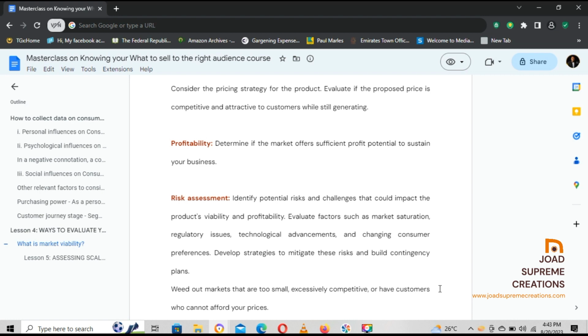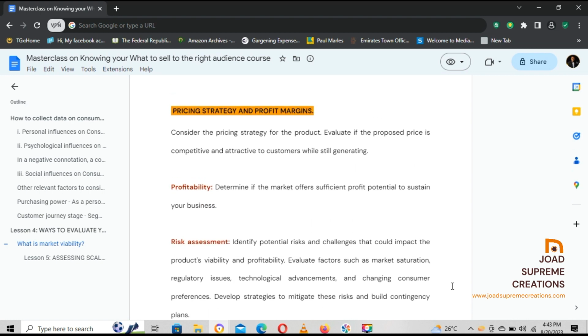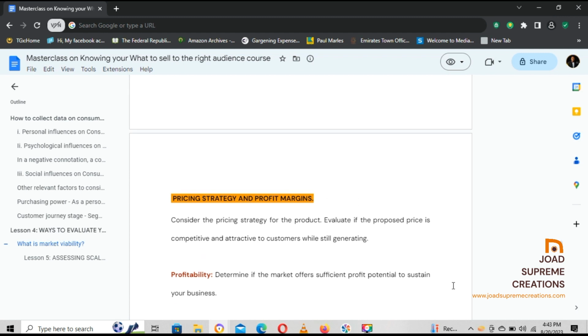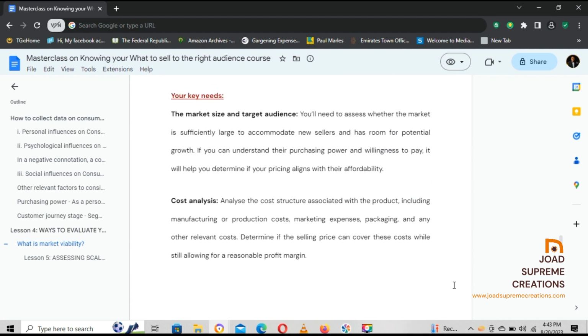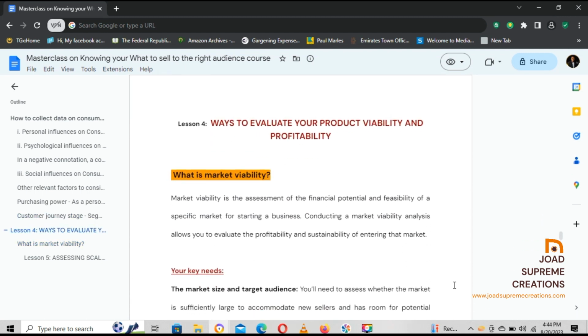You don't know if they will happen, but in case they happen in the nearest future, you've already prepared for it, right? So that is what it means to continue to evaluate your product viability and profitability while entering a particular market.